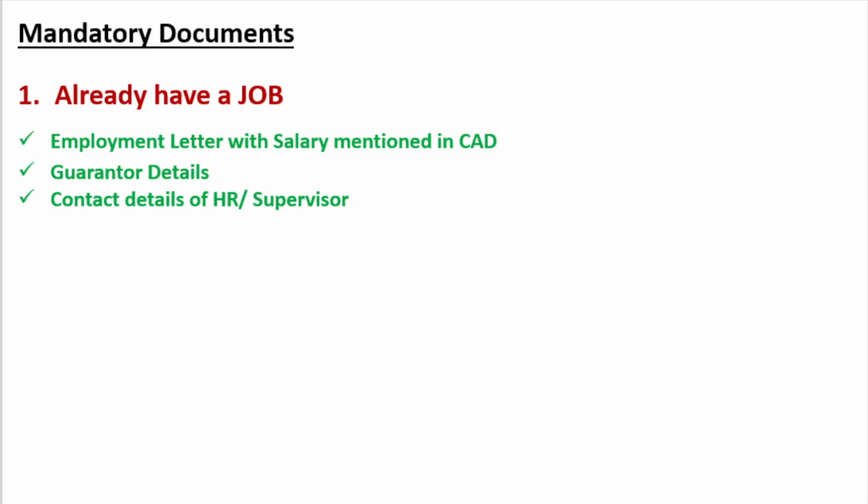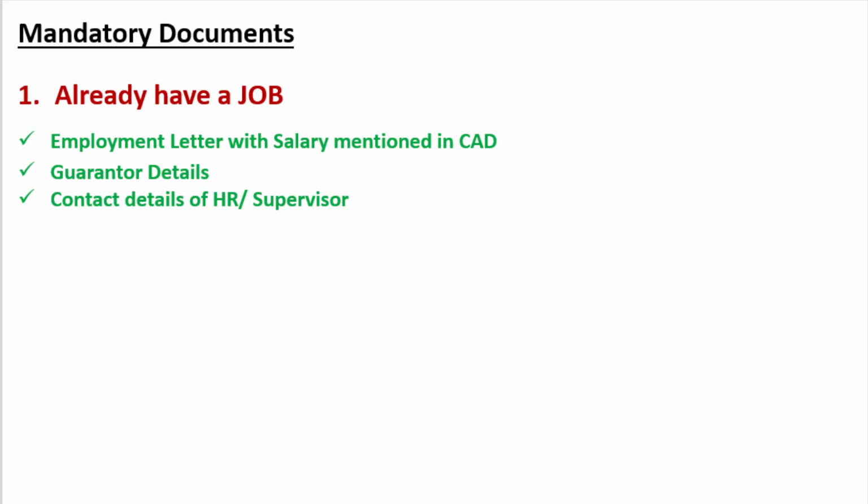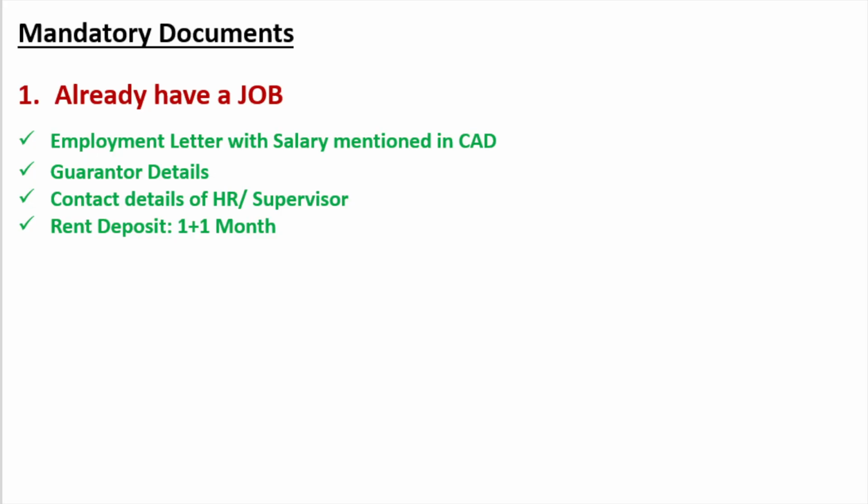And they can also ask for the number of your supervisor or HR to confirm whether you are actually employed at that company, and they do call the supervisor or HR just to confirm whether the information provided by you is correct or not. And above this, they will ask you for a deposit of 1 month extra. That is the system, how it works. You have to pay 1 plus 1.